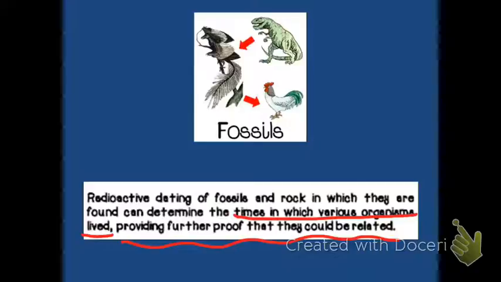So obviously if some lived millions of years apart, they're not going to be as closely related as some that only lived several thousands of years apart. So by looking at our fossil record, we're also able to gather evidence to support our theory of evolution.